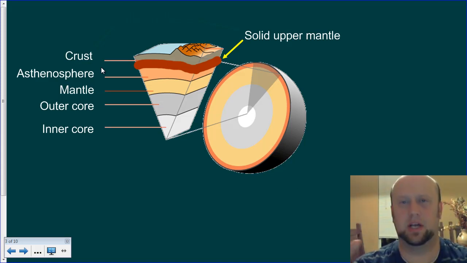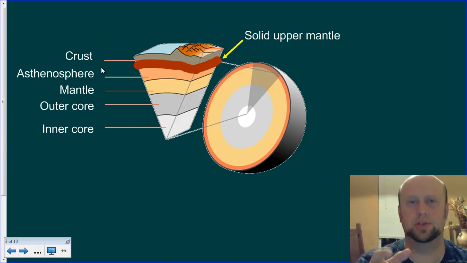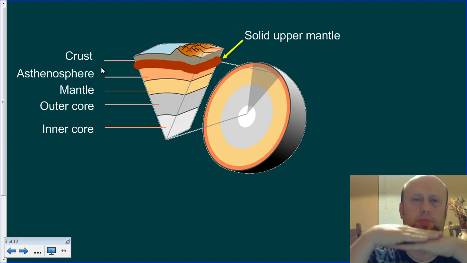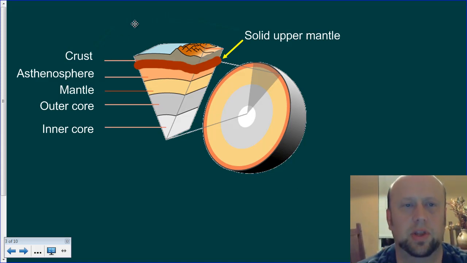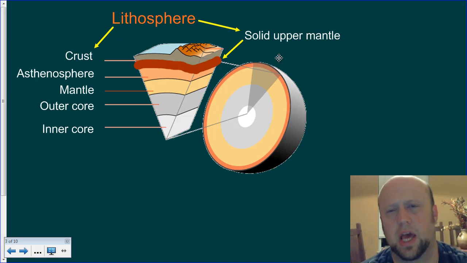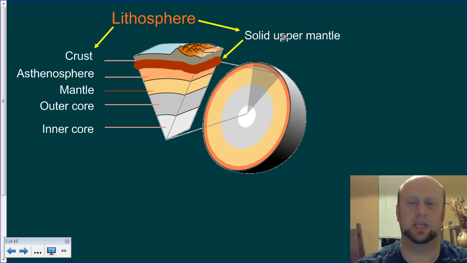Now, when we say solid, we don't just mean the continents. This includes the oceans as well. They're floating on the crust part. So this is the solid part of the upper Earth. And if we take the crust and the solid part of the upper mantle together, this is what we talked about when we talked about the lithosphere at the beginning of the year.